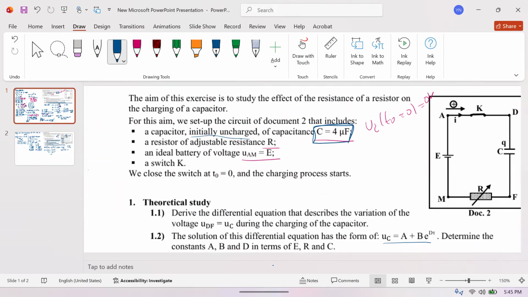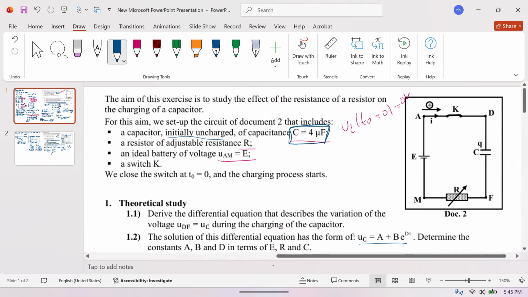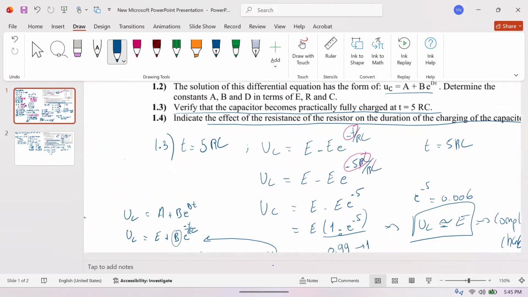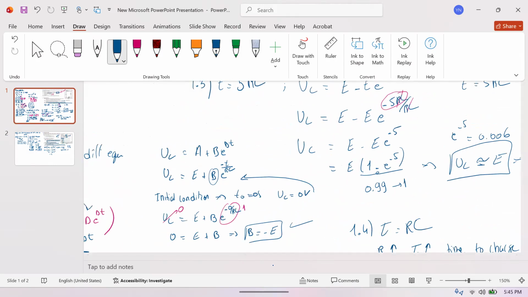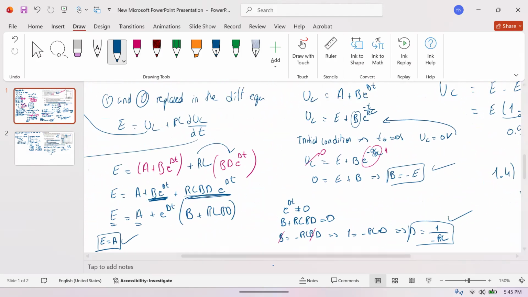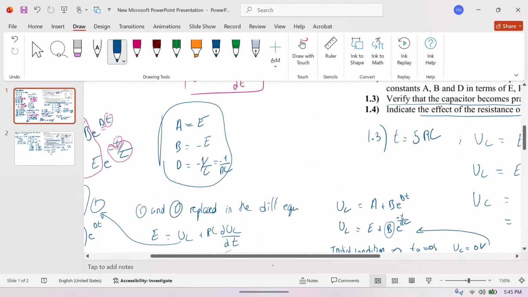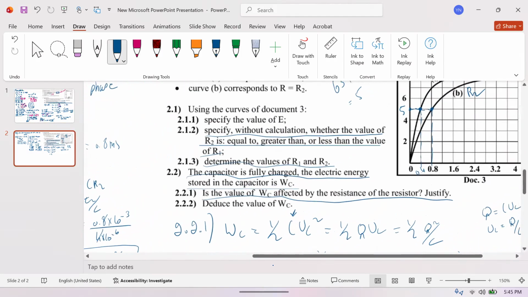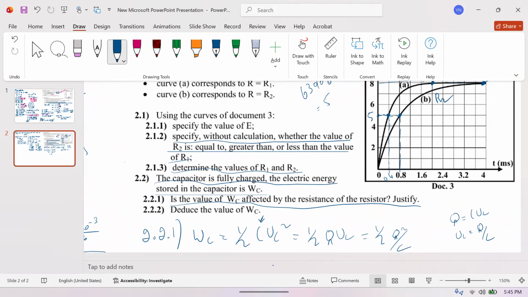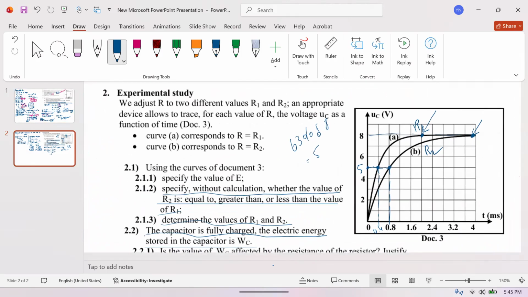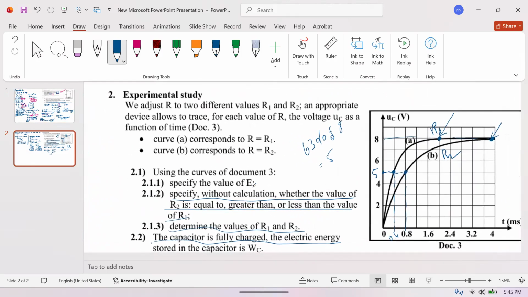Oh, we don't have E. Didn't I include that somewhere? Oh, yes, we got that. In 2.1.1, or from the graph, E is equal to 8.